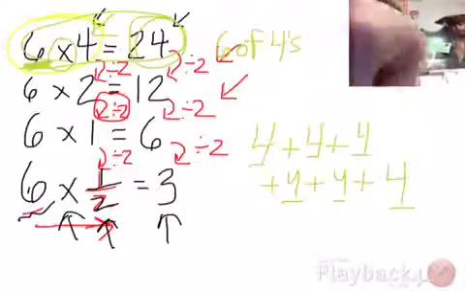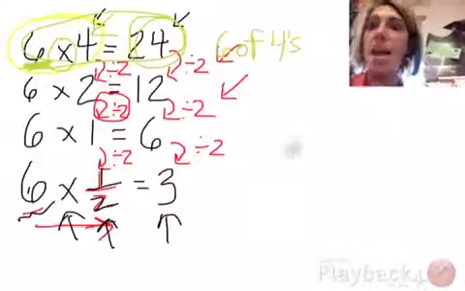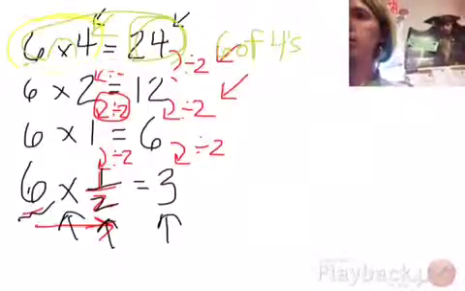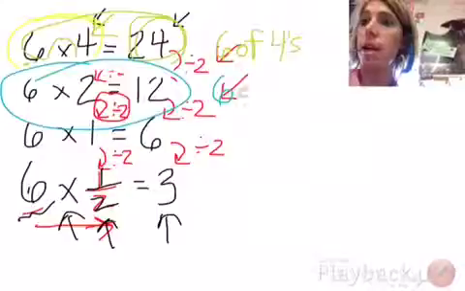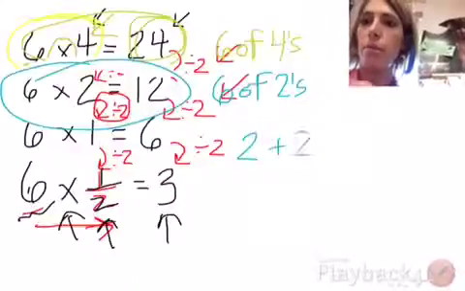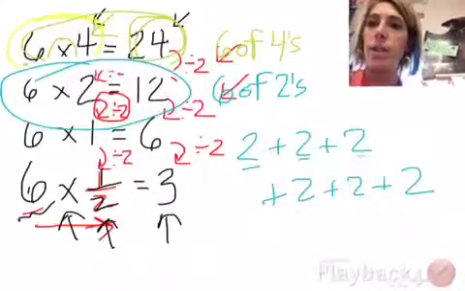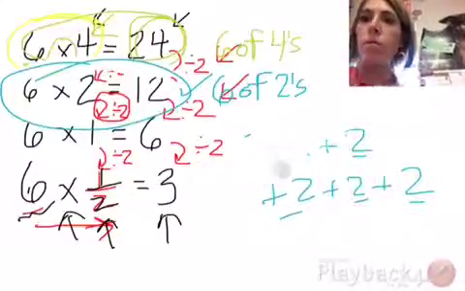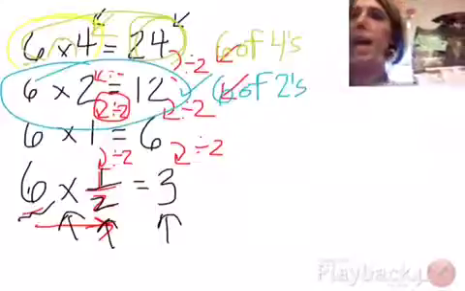Okay, you following me? Okay, let's go to the next problemo then and see if it works again. Okay, so let's go to 6 times 2 equals 12. So that would be said this way also. 6 of the 2s. So I want 6 of the 2s. 2 plus 2 plus 2 plus 2 plus 2 plus 2. And what do you get? 2, 4, 6, 8, 10, 12. You're like, yeah, I know. Well, the reason we're doing this is so that we can prove our final problem of 6 times a half.